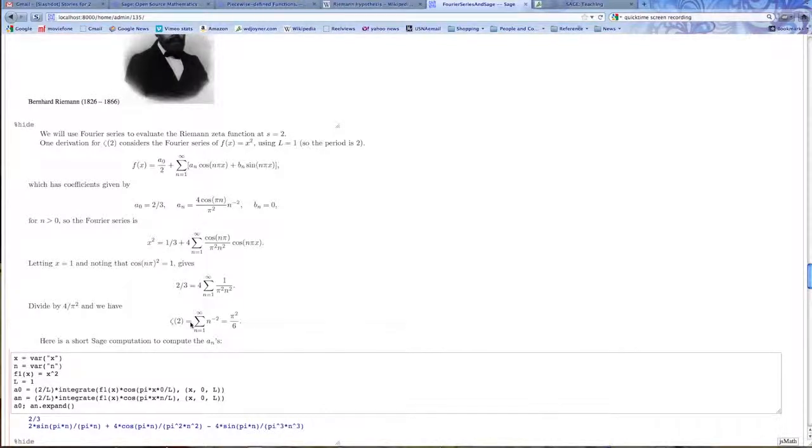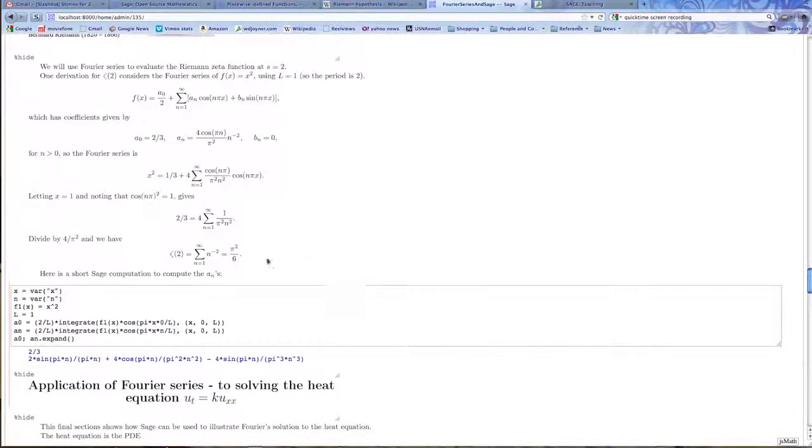So the sum, 1 plus 1/4 plus 1/9 plus 1 over 16 plus 1 over 25 and so on, that sum we know converges to pi squared over 6.